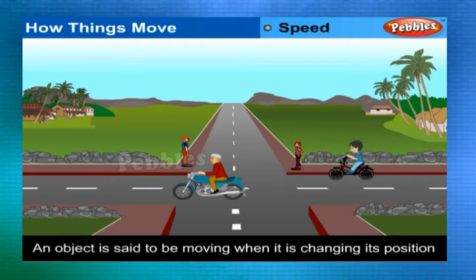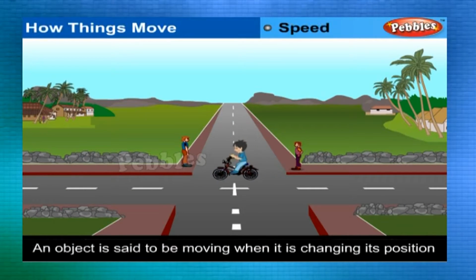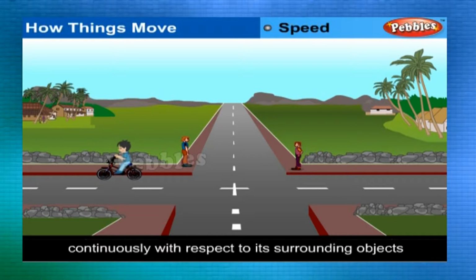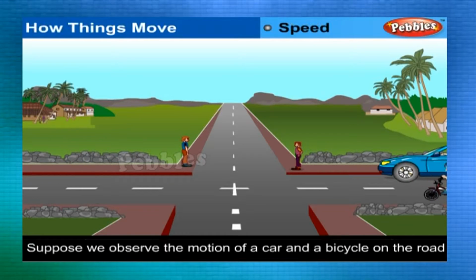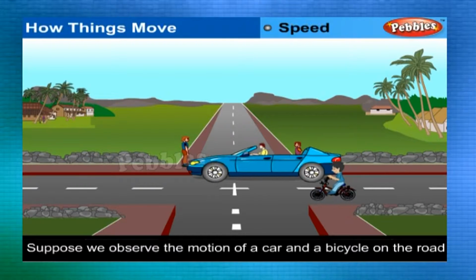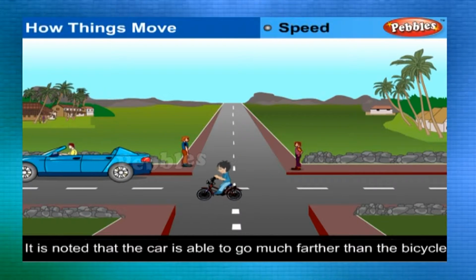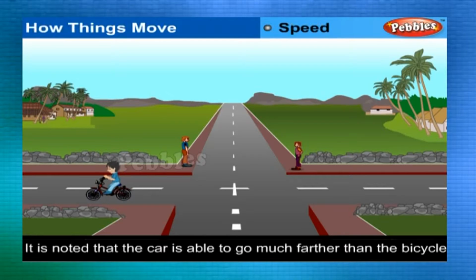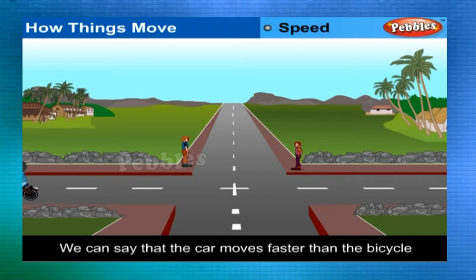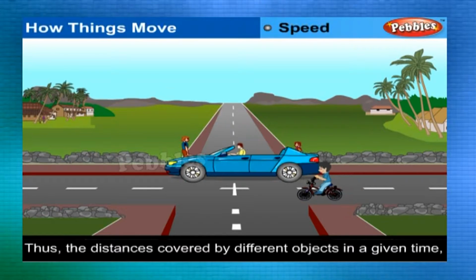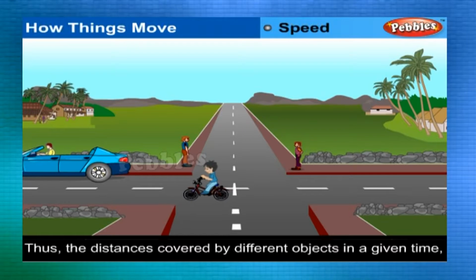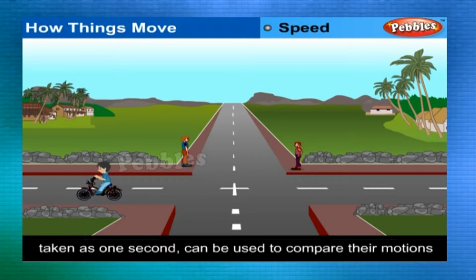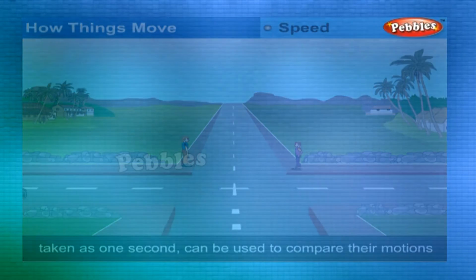Speed. An object is said to be moving when it is changing its position continuously with respect to its surrounding objects. Suppose we observe the motion of a car and a bicycle on the road. It is noted that during the same time interval, the car is able to go much farther than the bicycle. This amounts to saying that the car moves faster than the bicycle. Thus, the distances covered by different objects in a given time, generally taken as 1 second, can be used to compare their motions.